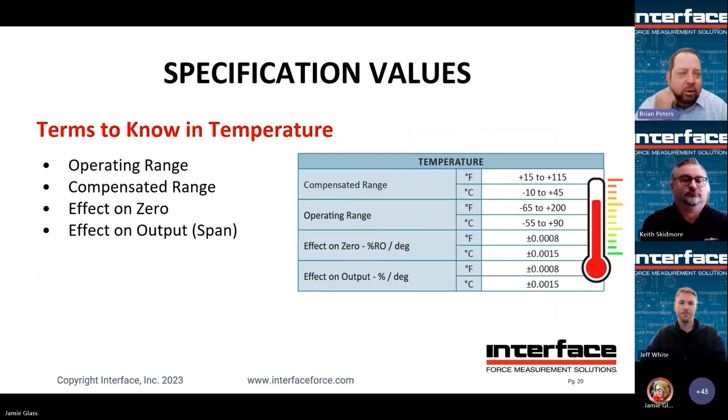All right, temperature. We're going to zoom in a little bit more here on temperature. It's important. I hope everyone comes away today with a better understanding of how temperature affects load cells, and this would be true for probably pressure sensors and other foil-based sensors, or strain gauge-based sensors, I should say. But there's a couple parameters: one, operating range; two, compensated range; and then the effect on zero and effect on span. So next slide.